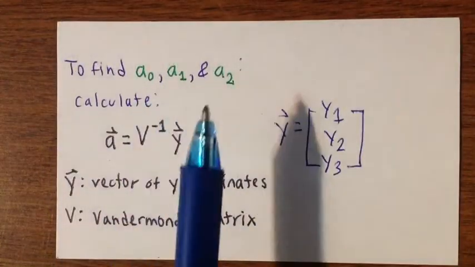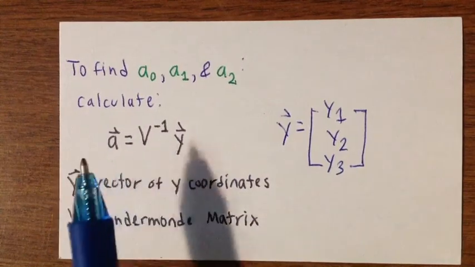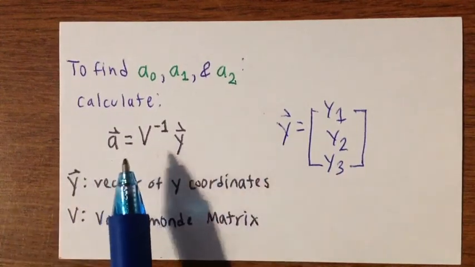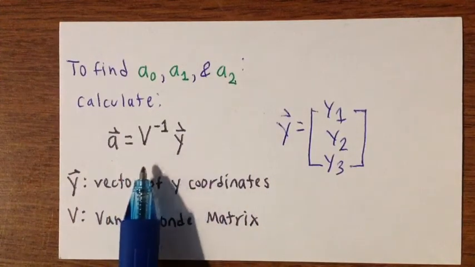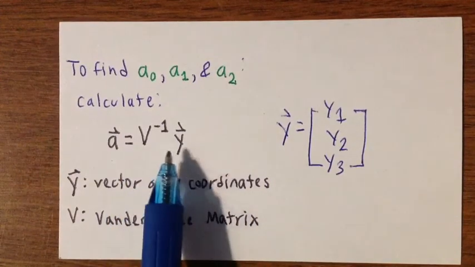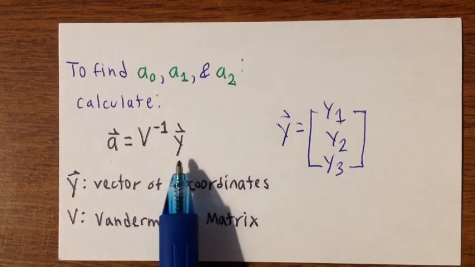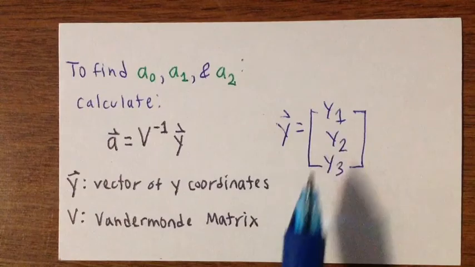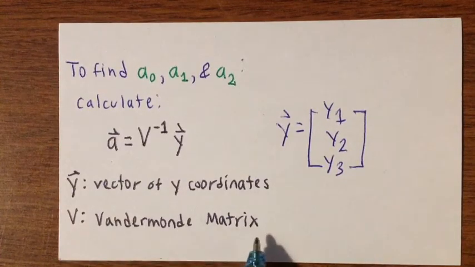To find a naught, a1, and a2, we're going to calculate the a vector. The a vector is going to consist of the coefficients, and it's going to be equal to the inverse of matrix V times the y vector. The y vector is just the y coordinates, y1, y2, and y3. V is a Vandermonde matrix.